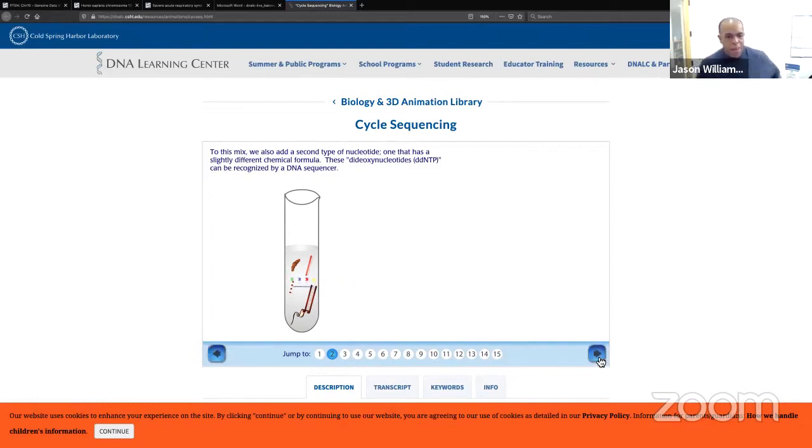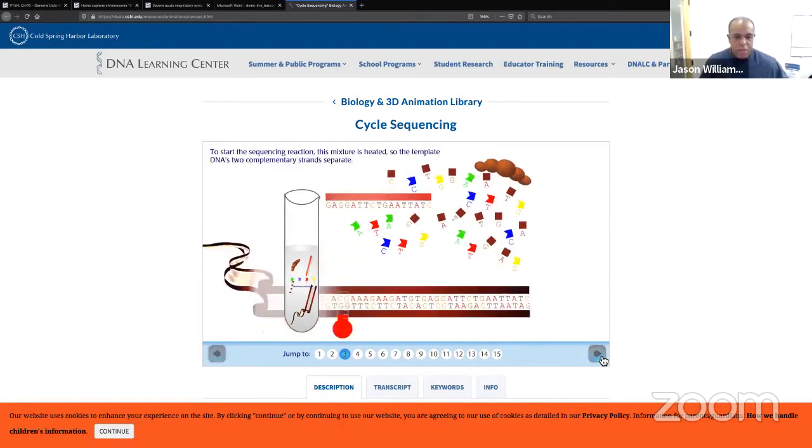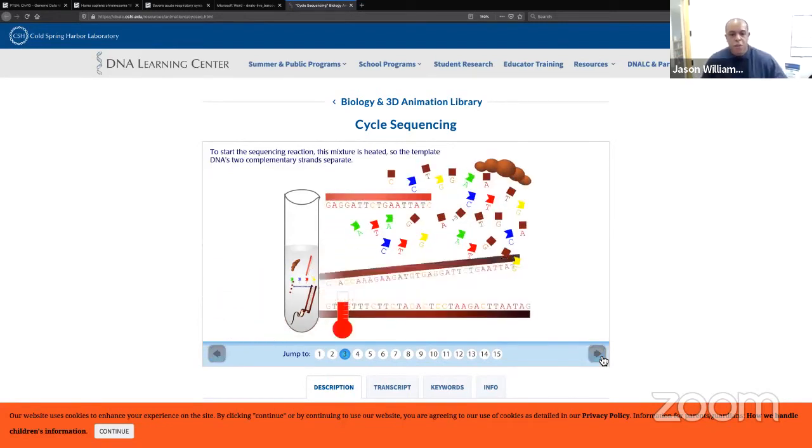Okay, so what happens? We take all this stuff and mix it into a tube, and what do we actually do? Let's jump ahead in the animation. And notice there's a thermometer because we do this reaction at several different specific temperatures. So the very first thing we do is we take our tube and we heat it up quite a bit, around 96 degrees, and that is to separate the DNA into two separate strands. So DNA is double-stranded. We need to separate it into single-stranded DNA.